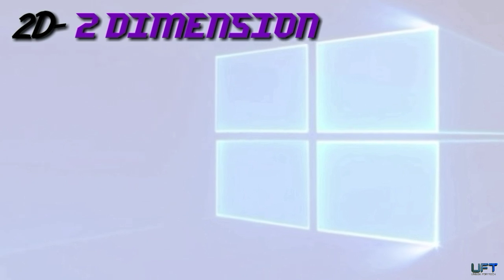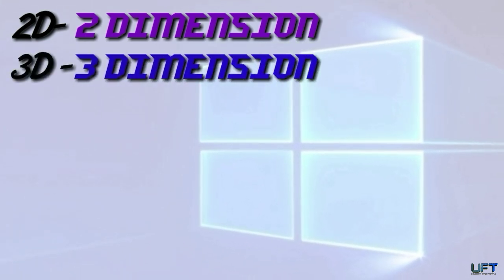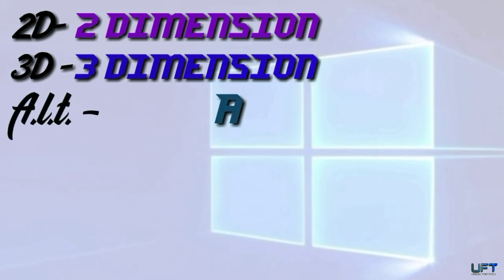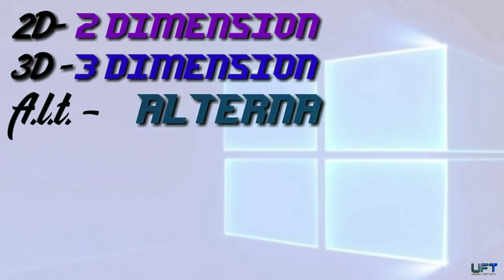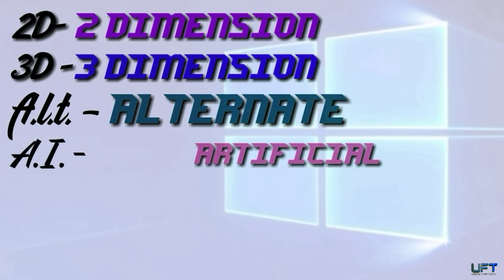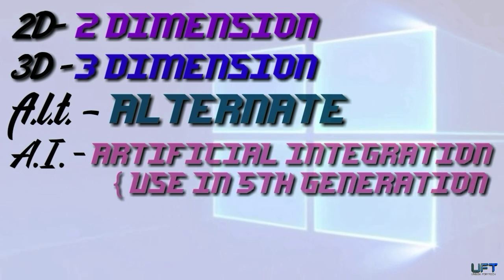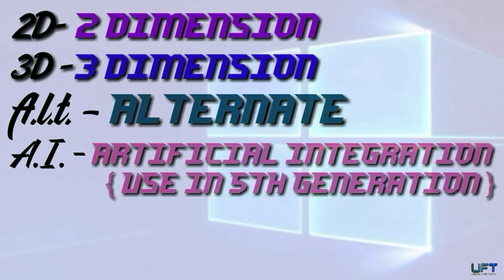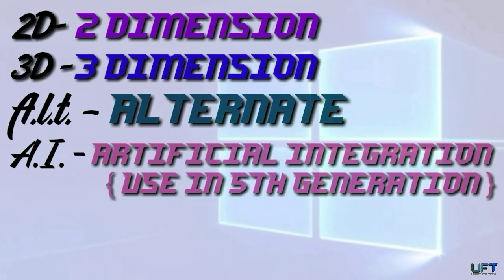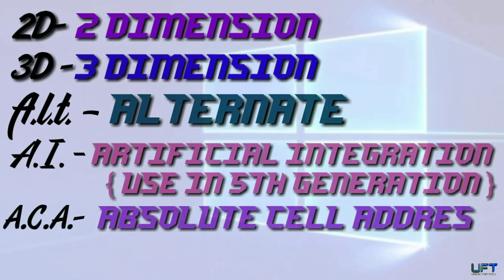So 2D stands for 2 dimensions, 3D stands for 3 dimensions. Then ALT stands for alternate. AI stands for artificial intelligence. This is used in 5th generation. You have heard about the 5th generation. If you haven't heard about the 5th generation, we will tell you in the next video.